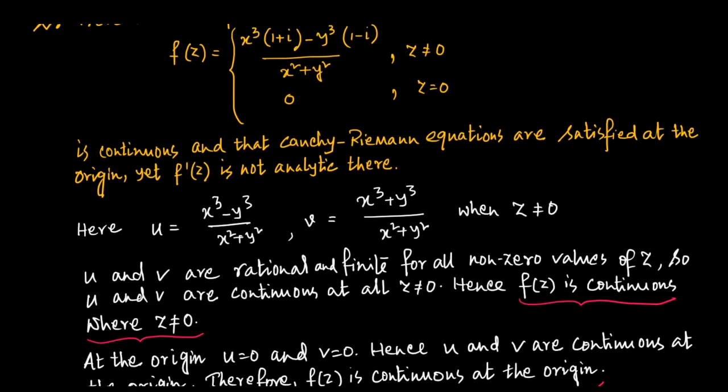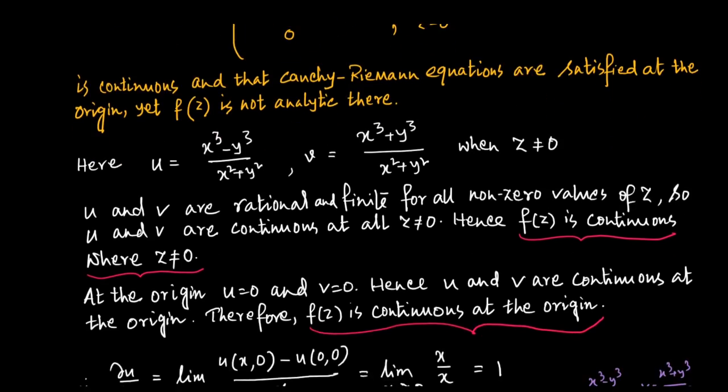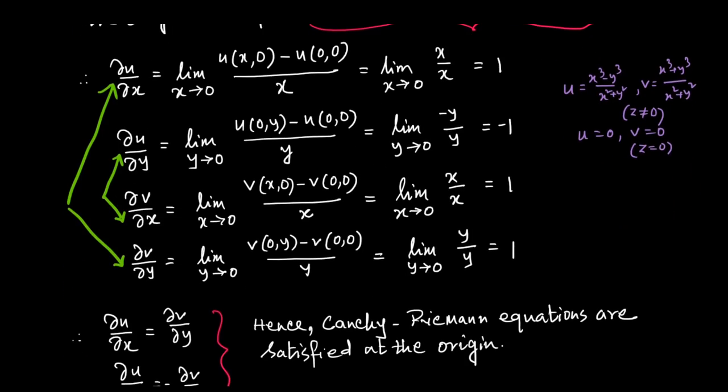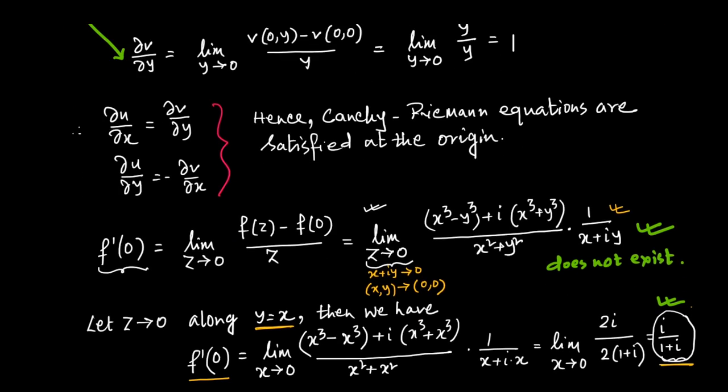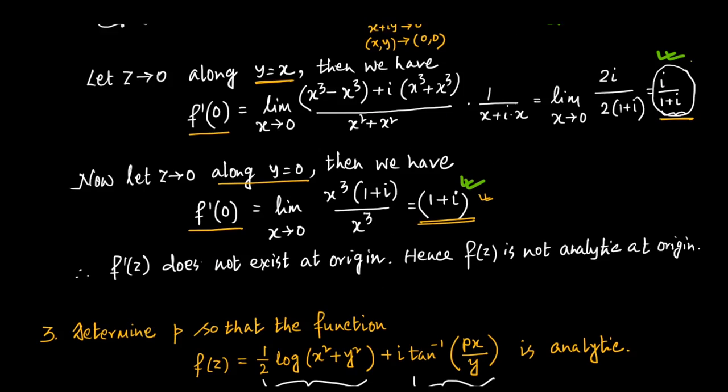So in this problem, I made a mistake in the question. It has to be 'yet f(z) is not analytic there.' I have written in the question f prime z. So the question is 'yet f(z) is not analytic.' So I made a mistake. I'm extremely sorry. So this is not analytic there.